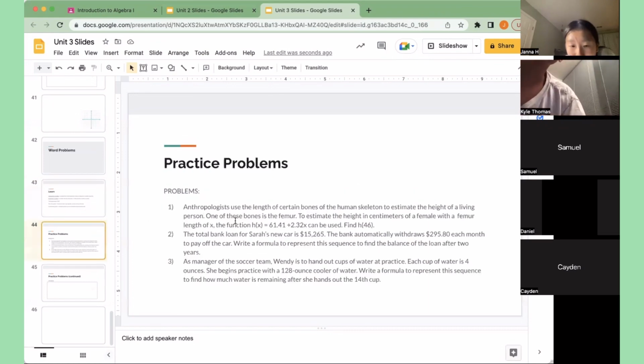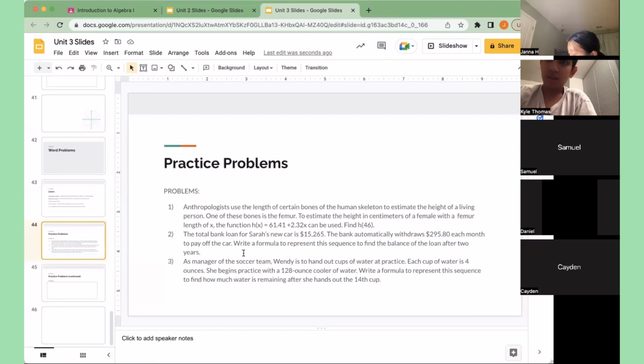Okay. Let's do the first one together, and then you guys do number 2, and then number 3 will be for homework. So anthropologists use the length of certain bones of the human skeleton to estimate the height of a living person. One of these bones is the femur. To estimate the height in centimeters of a female with a femur of length x, the function h of x equals 61.41 plus 2.32x can be used. Find h of 46.